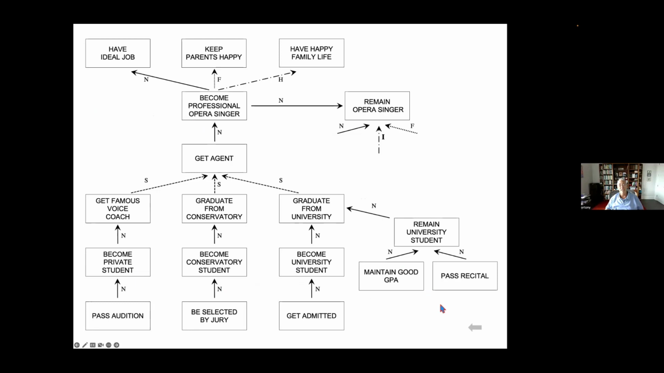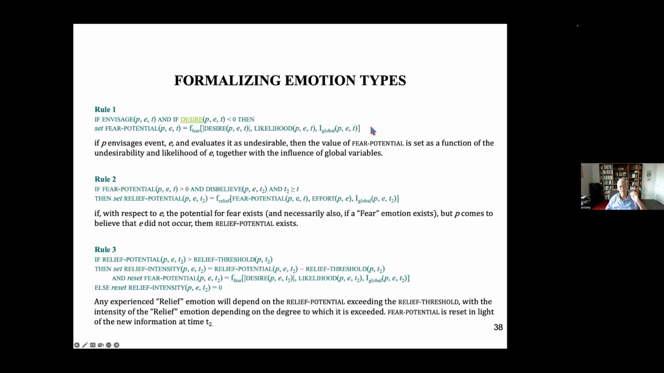It's possible, in theory at least, to go through some network like this and compute the relative importance or desirability of different stages of some causal network like this, but I think I haven't time for that now. That's all elaborated in, I think, chapter 3 of the new book. Anyway, so if the desirability is negative, it's undesirable, then you set this fear potential that I just talked about for person P with respect to event E at time T, and it's some sort of function, a fear-dependent function of desirability of the event, the local variable, the likelihood, and the global variables. So these are the 3 variables.